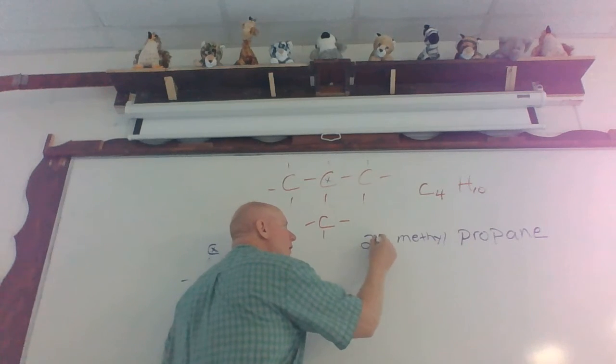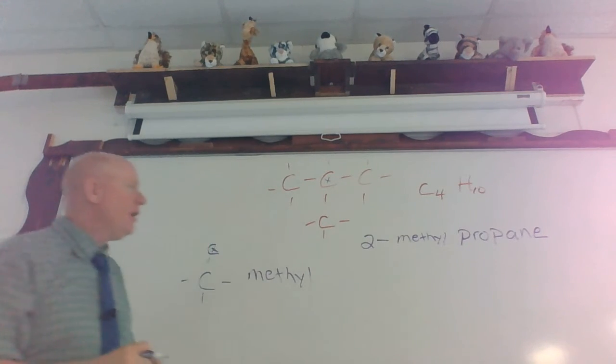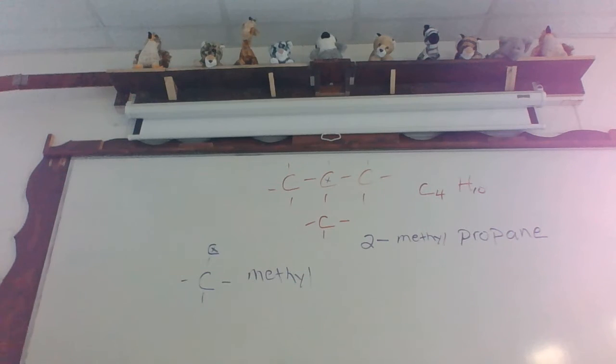Now, dashes separate numbers from letters, and commas separate numbers from other numbers. Okay, so that was fairly straightforward. You can always reverse engineer this.